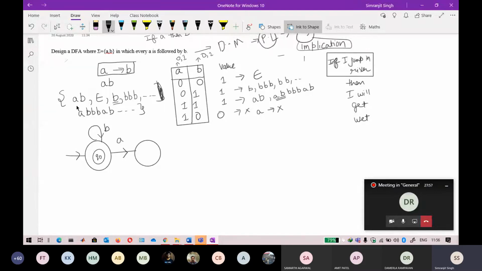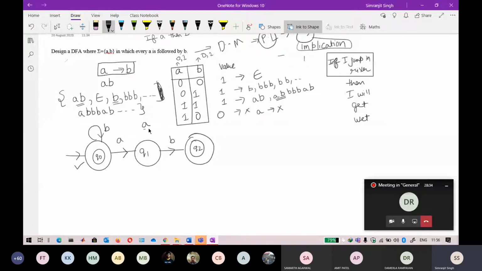After that, the smallest string is ab. So a has to be followed by a b, and it can be written like this also, with states Q1 and Q2. Now I have to check the transition symbols. On Q0, a and b are defined. On Q1, a is not defined. On Q2, a and b are not defined. So these states are incomplete; only the first state is complete.